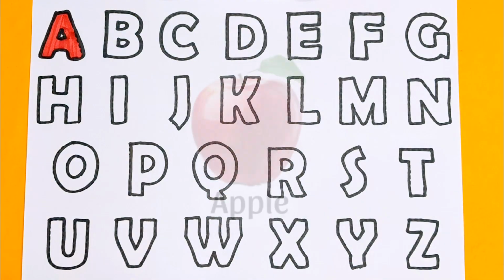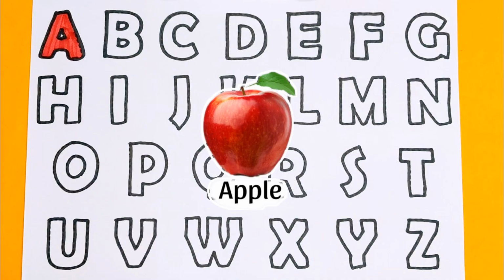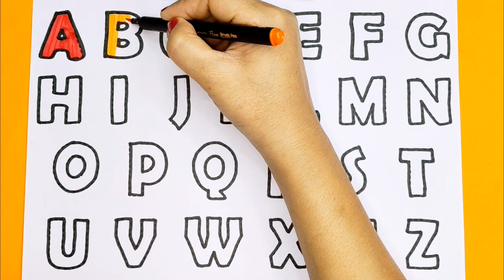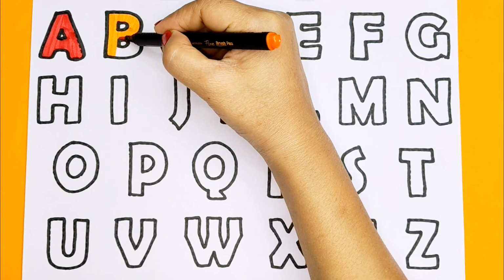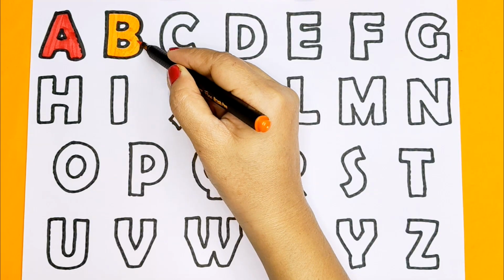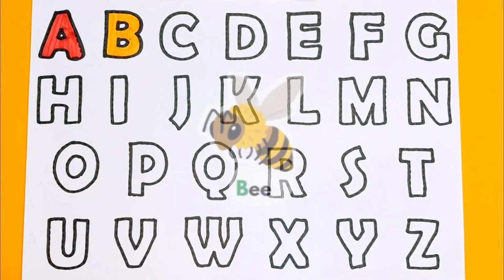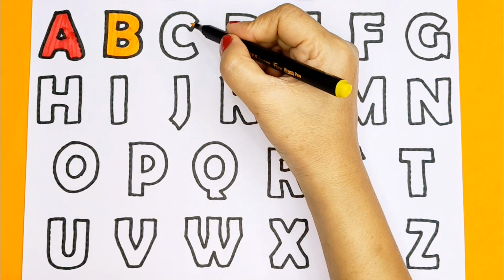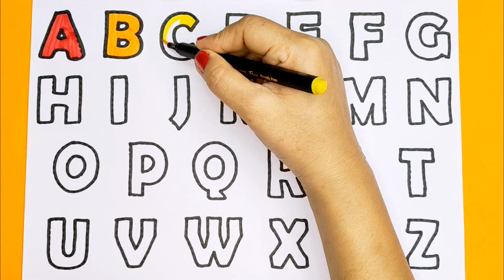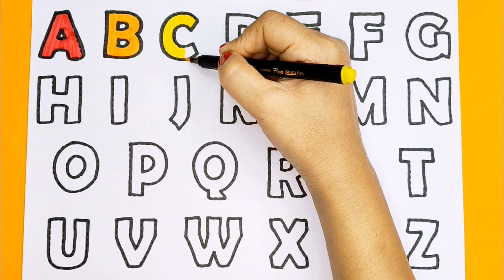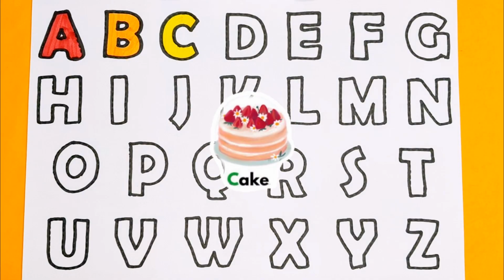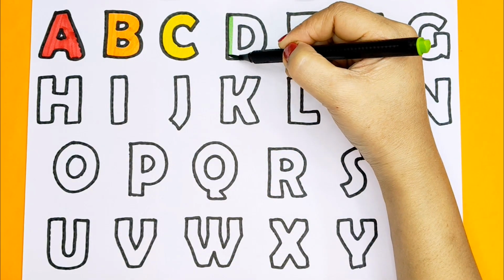A. A for apple. Orange color. B. B for bee. Yellow color. C. C for cake. Light green color.